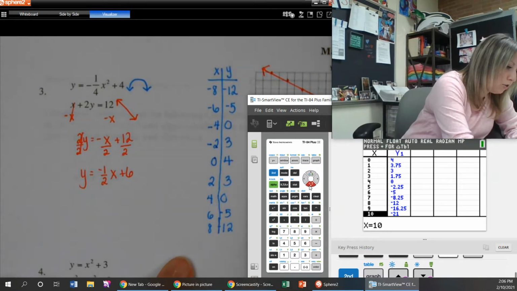0, 4, 1, 2, 3, 4. Okay. Ooh, maybe these don't meet at all. That would be interesting. 0, 4, and then 2, 1, 2, 3. Oh my goodness. I don't know if these guys meet. And then negative 2 up to 3. Negative 2, 1, 2, 3.